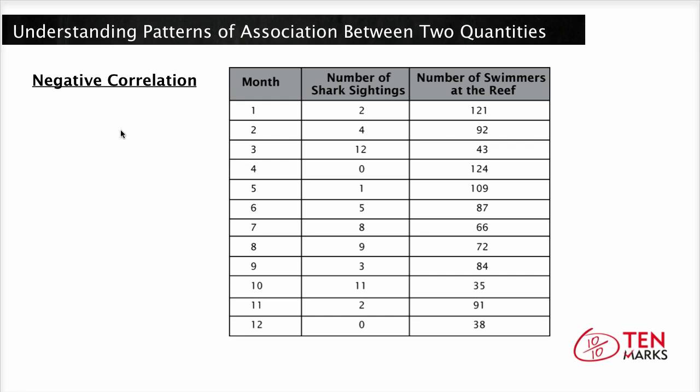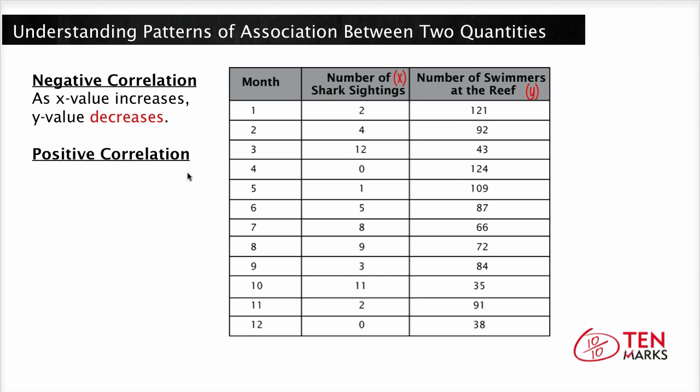What this is called here is a negative correlation. A negative correlation is when, as the x value increases, the y value decreases. Over here, the number of shark sightings is the x value, and the number of swimmers at the reef is the y value. Now in a positive correlation, as the x value increases, the y value also increases. Now let's see if this negative correlation is true.